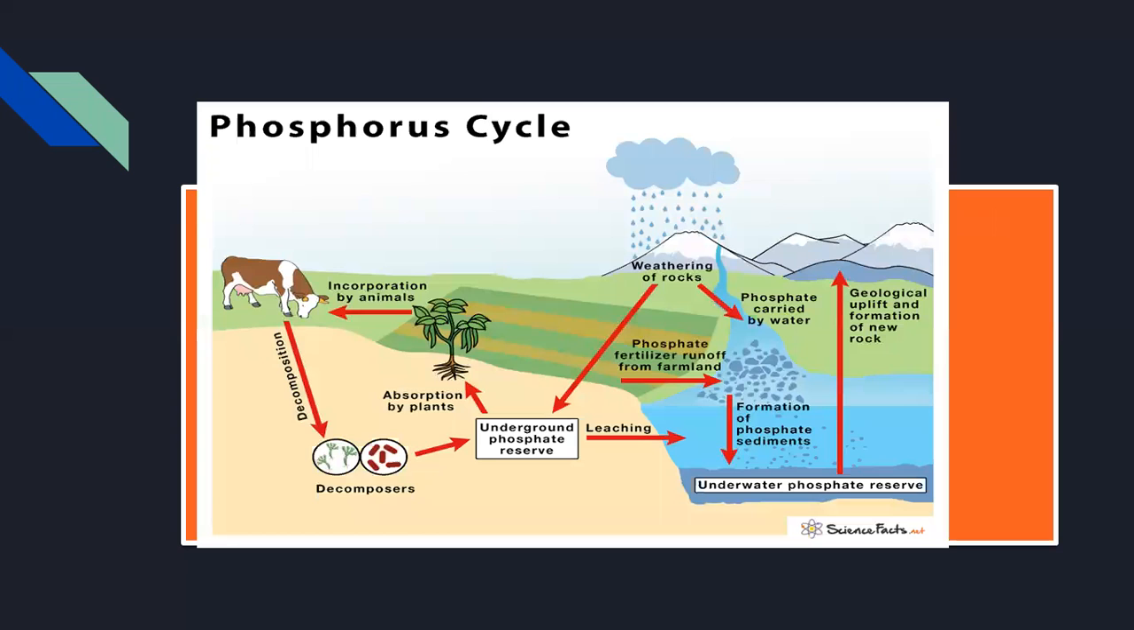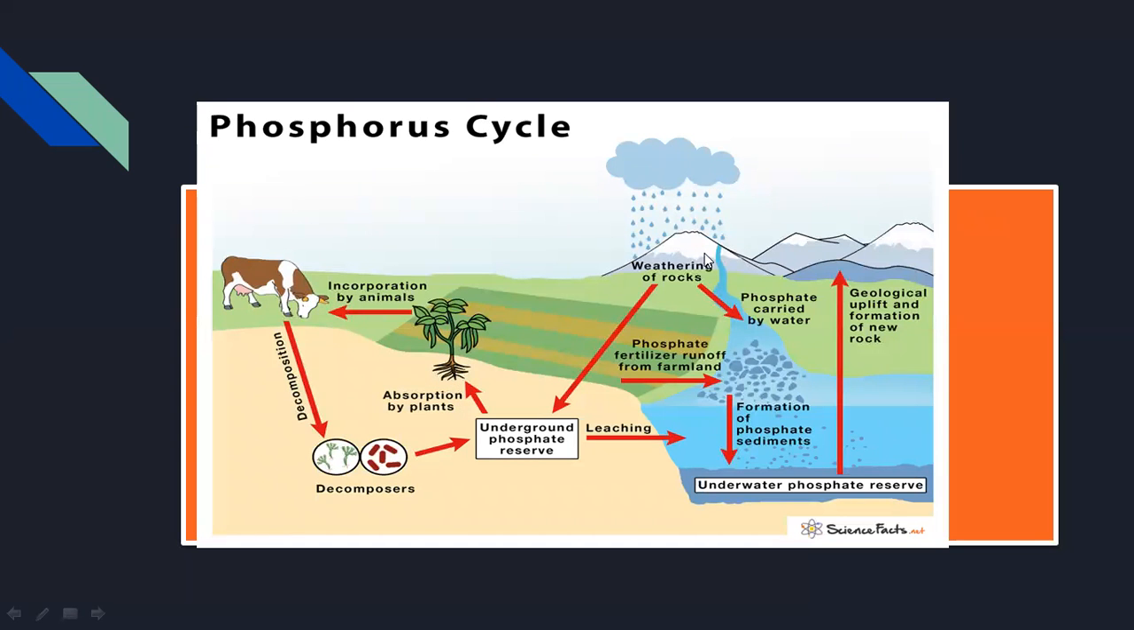So you can look at this diagram. This is a beautiful diagram from sciencefacts.net. You'll see that these are animals, and incorporation by animals means it incorporates from plants. And when animals die, they are decomposed by decomposers, and it turns into the underground phosphate reserve. Similarly, this underground phosphate reserve is absorbed by plants, so this cycle will continue.